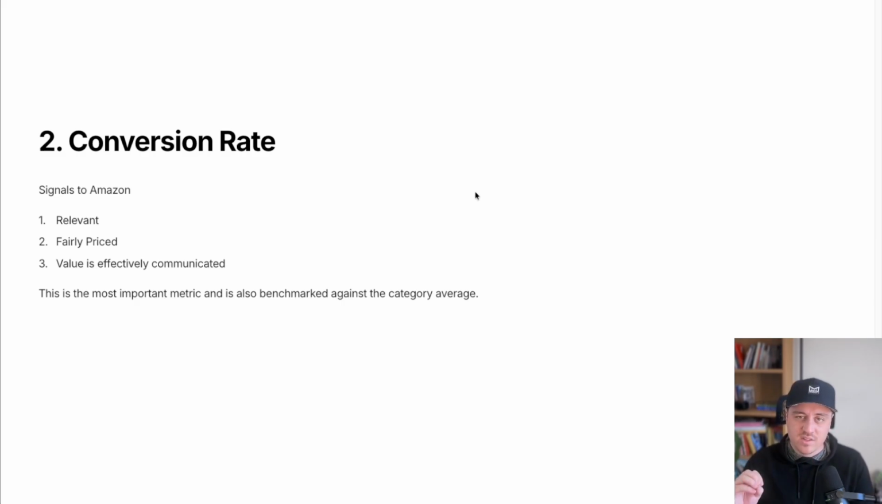I think why this is the most heavily weighted metric and the most important metric, and if you're going to focus on any of them, it would be this, is because conversion rate is really the signal that tells Amazon and you that your product is positioned and priced in such a way that is getting people to literally pay money and purchase the product. So there's no better tell than actually having people take out their wallet and spend money. And so conversion rate is a really, really important part of all of this.